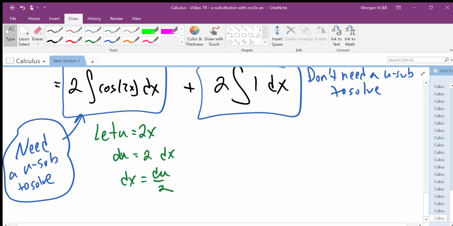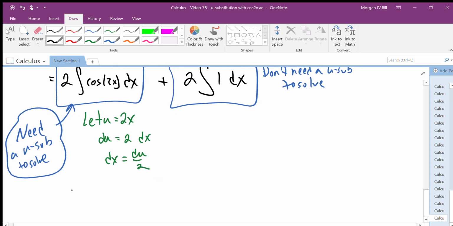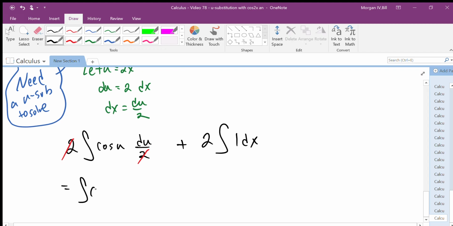Doing my substitution on that first integral, I get 2 integral. It's now cosine of u instead of cosine 2x, and dx becomes du over 2. And then this one, I'm going to leave it just x's. 2 integral of 1 dx. The 2's happen to cancel in this case, but not on the one on the right. And so I get the integral of cosine of u du plus 2 integral dx, or 1 dx is fine.